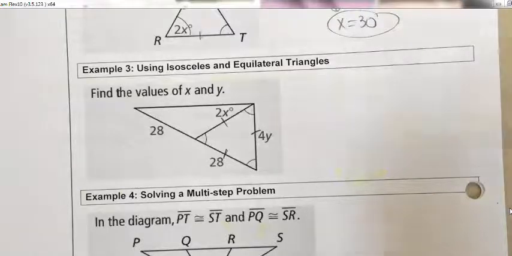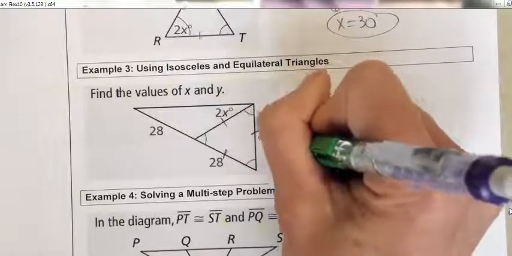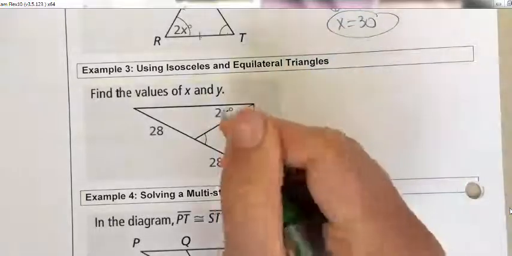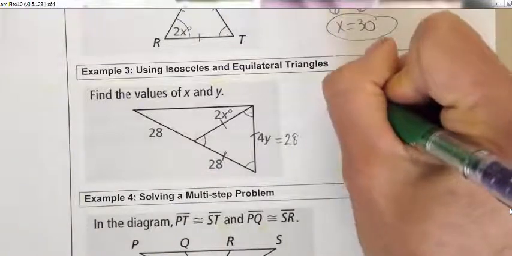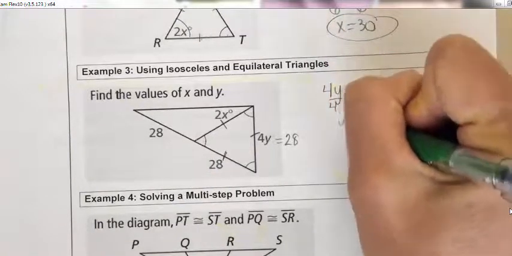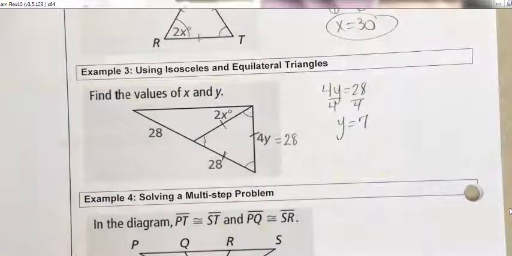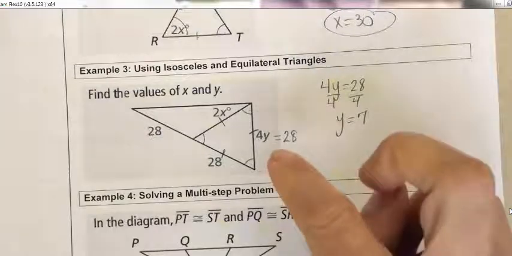I think I'm pretty much done. So that basically tells me that 4y has to equal 28. Oh, that's an angle. Never mind. So that's it. Okay, so we'll start with that one. So if 4y equals 28, divide both sides by 4, then I know that y is equal to 7. Okay. Now the other thing I know here, let's see.